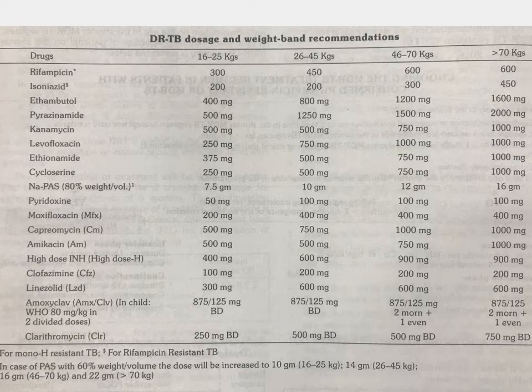So the dosage changes, like if the patient is 16 to 25 kg, one tablet of rifampicin is given, which is 300 mg. And if it is 46 or above, then two tablets are given, 600 mg is given.